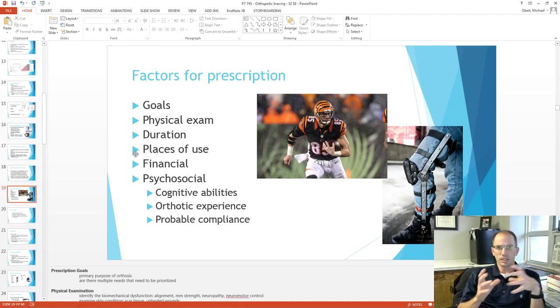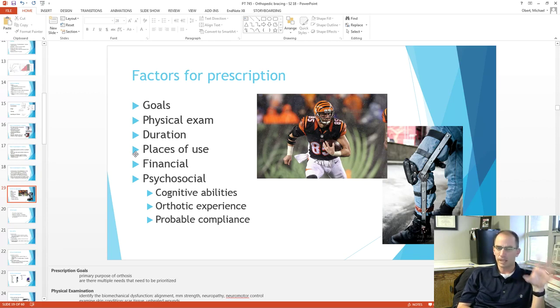So it's one of those things that you have to look at that whole picture. What's the patient's goals? What is their dysfunction? How much do I feel this is going to contribute to improving their function and improving their safety? Where are they going to use it? Is it going to be at work? Is it just going to be at home?